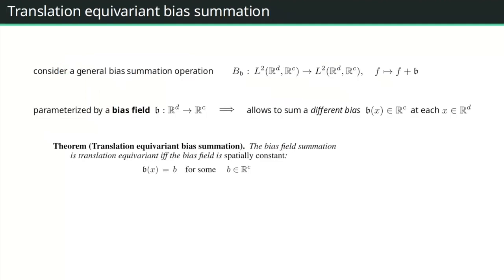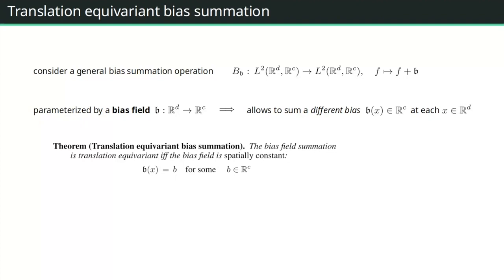Then as a second example, we can look at bias summation. And then our ansatz could be that we take our input feature map and we sum biases to it. And in principle, we could sum a different bias to each feature vector at each location. This is the most general summation thing you can do. And I call it a bias field summation. So you are summing a bias field with a different bias b of x at each spatial location. But then the theorem which we have here states that this bias field summation operation is exactly then translation equivariant if this bias field is position independent. So you actually need to sum the same bias at each spatial location. You cannot sum a different bias.